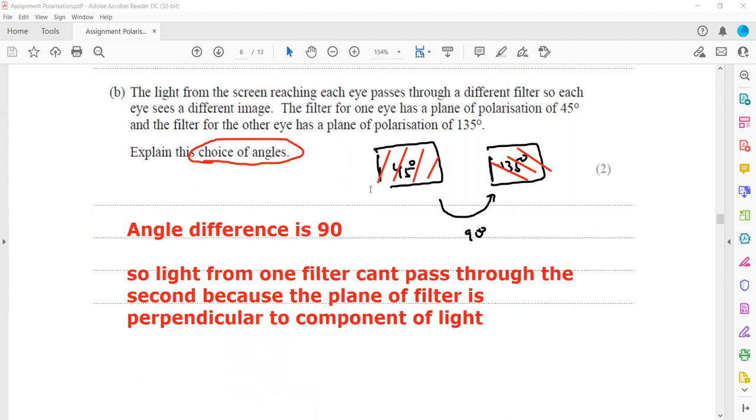Is it clear? Part B, why we select these: if the light is able to pass through filter 1, that light should not be able to pass through filter 2. Otherwise the same image will be formed in both eyes and it will appear blurred, because both components will pass. But we want one component of the light to pass through filter 1 and the second component to pass through filter 2, and the brain will process the image and create a 3D image.